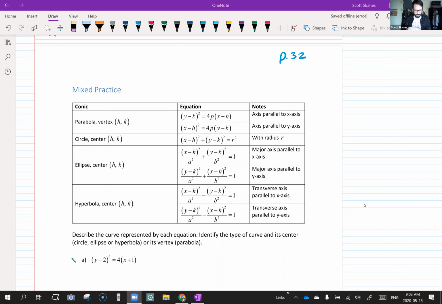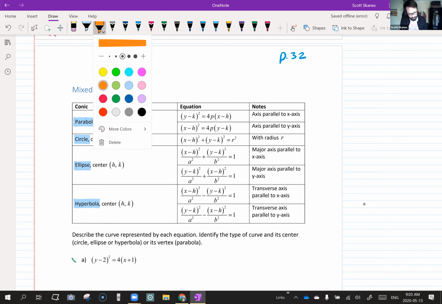So we're going to start on page 32 here. This first page is called Mixed Practice because it's just a mix of what we've done already. By that, I mean we've done parabolas, circles, ellipses, and hyperbolas. And all the equations are right there on the page. Some notes are given to you.